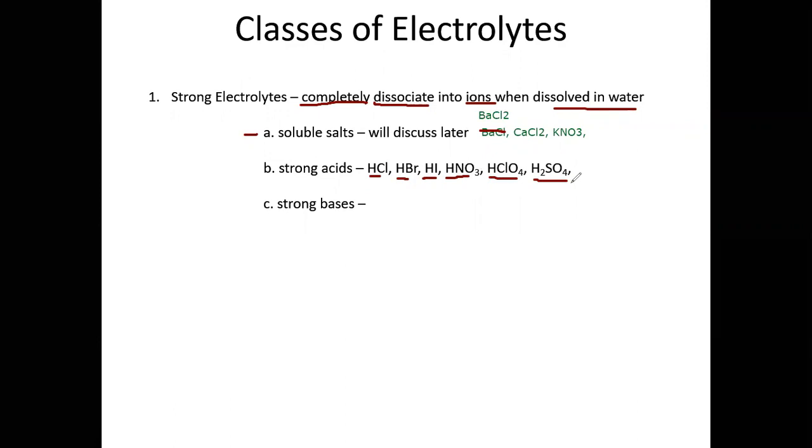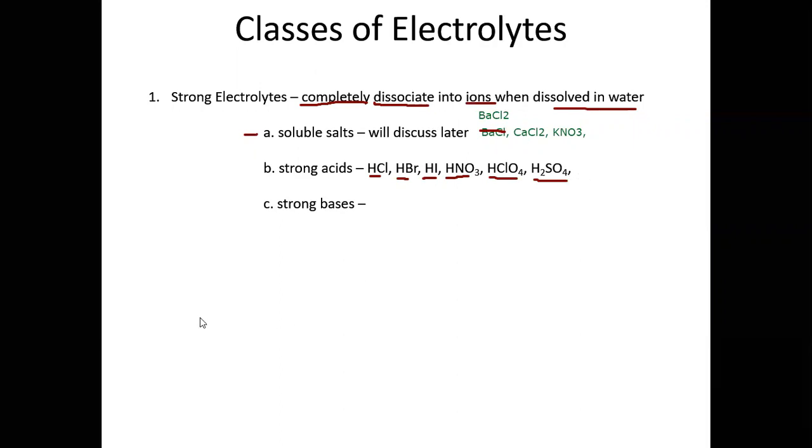So these are strong electrolytes. Again, if you know these, then every other acid that you encounter is a weak acid. So it's very important that you remember the 6 common strong acids.